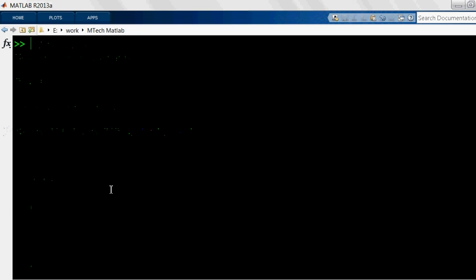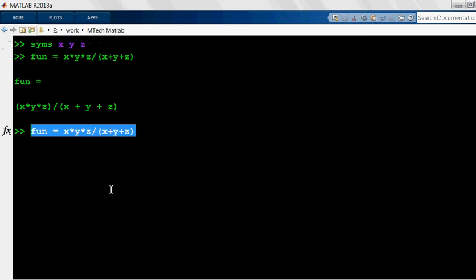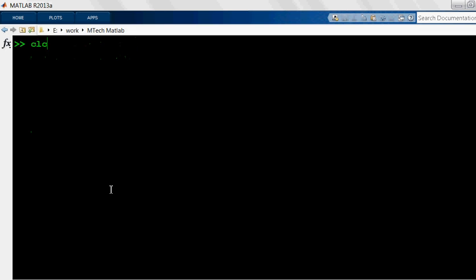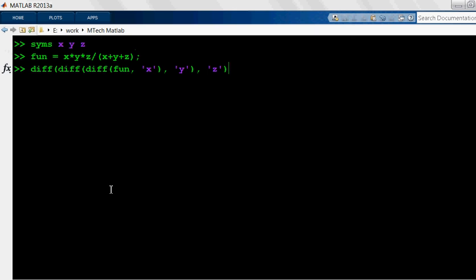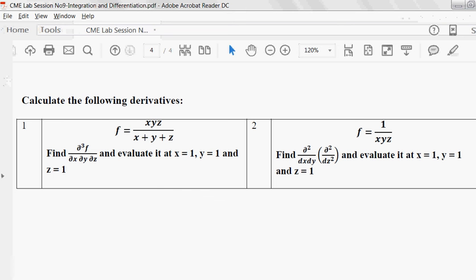Okay, now CLC, I'm going to do the same stuff once again, and the function has been defined. Oops, I did not want this to happen. Syms has been done and the function has also been defined. All we have to do is differentiation. Let me put this function as answer is equal to this much. This is our answer. Okay, so now we need to evaluate this at x equals 1, y equals 1, and z equals 1.